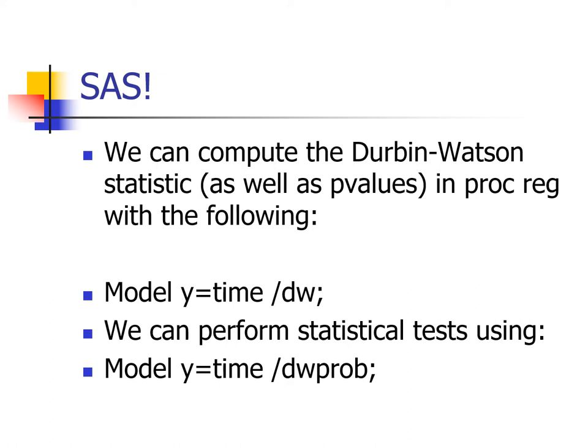We can compute the Durbin-Watson test statistic and actually some p-values as well in PROC REG with the following model: y equals time slash dw. And if you want to get the actual p-values, then you do slash dwprob. This has to be, as I said, in PROC REG. I don't believe that PROC GLM has these DW functionalities in it.